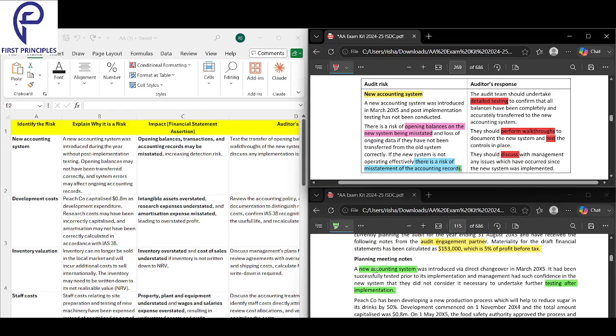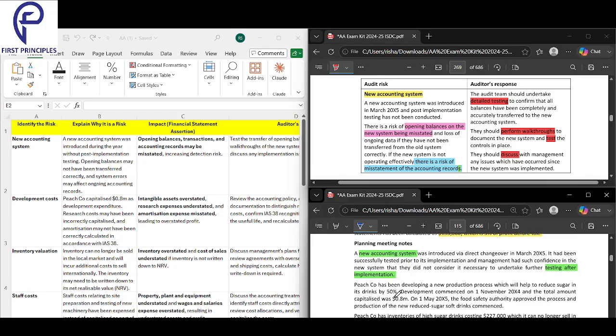So how do you identify this? The moment you see a new accounting system in the question, there can be a risk there. And the bigger risk is that they did not do any testing after implementation. The biggest risk is they did not do any testing after implementation.